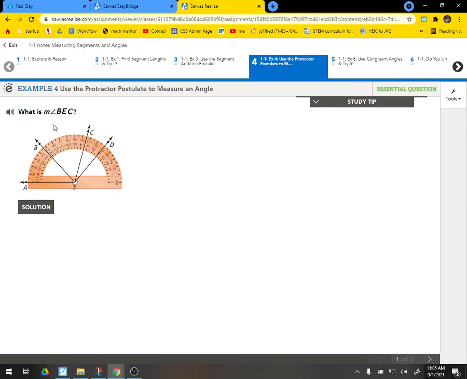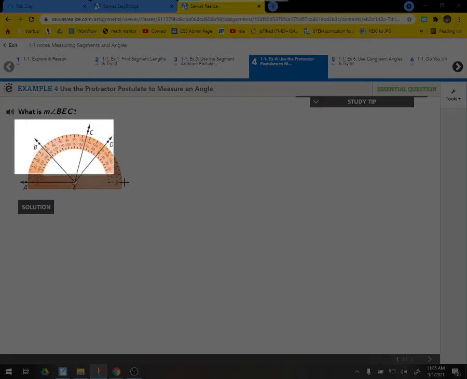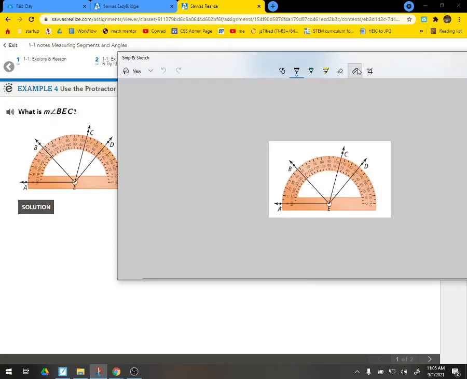So like if I wanted to measure BEC, that angle, I take my finger and I trace from B, and I go B down to E up to C. So I wouldn't measure BEC like this. Normally what I do is I would take B and I'd put it on the flat part here, but since I can't move this, what I can do is figure out what it's supposed to be. So let's look at this.